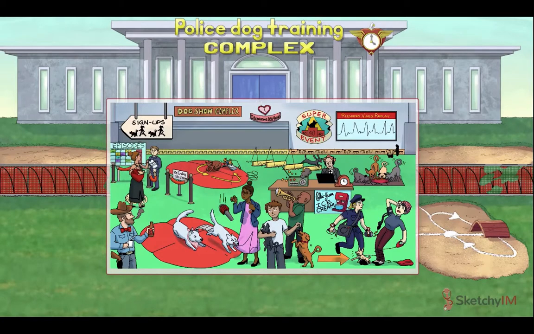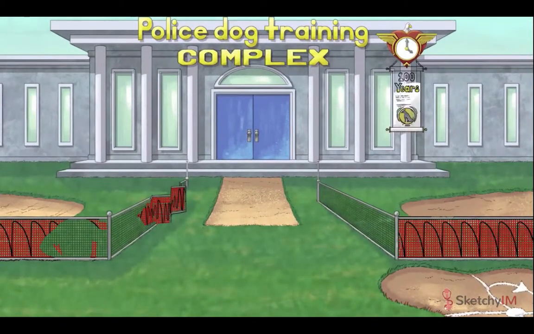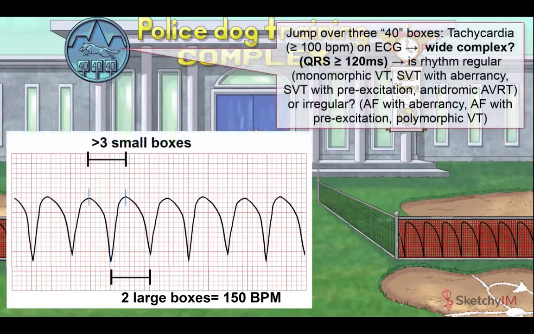First up, are we wide complex or narrow complex? If it's narrow, you're in the wrong sketch, my friend. For an arrhythmia to be classified as a wide complex tachycardia, it needs two things. First of all, it needs to be a tachycardia, obviously. That means a heart rate greater than 100 beats per minute. Secondly, the QRS complex has to be 120 milliseconds or longer. That's equivalent to 3 small boxes on a standard ECG for scale.